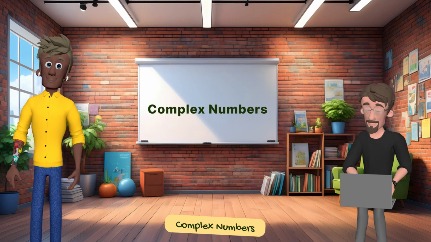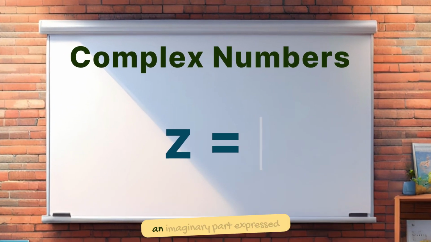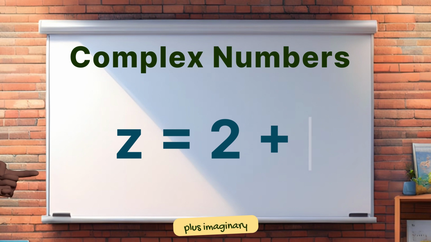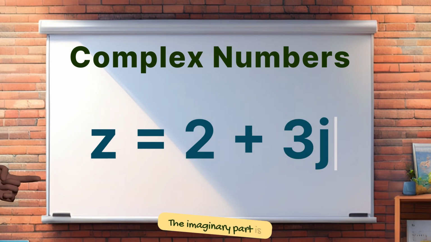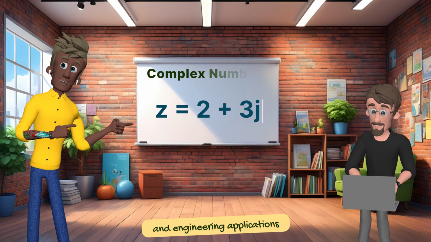Complex numbers. Complex numbers have both a real part and an imaginary part, expressed as shown here, real plus imaginary. The imaginary part is represented by appending letter j to the value. Complex numbers are useful in various mathematical and engineering applications.